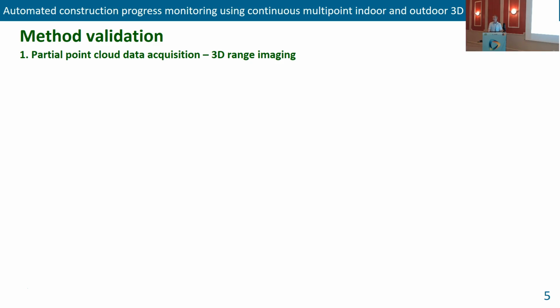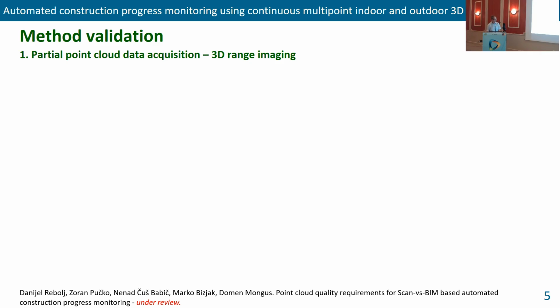For the method validation, I will in the following present the validation of this proposed method with a 3D range imaging, which is a part of preliminary research, which is described in detail in the paper, point cloud quality requirements for scan versus BIM based automatic construction progress monitoring. This paper is under review and not yet accepted. But for this research, I will present our work.